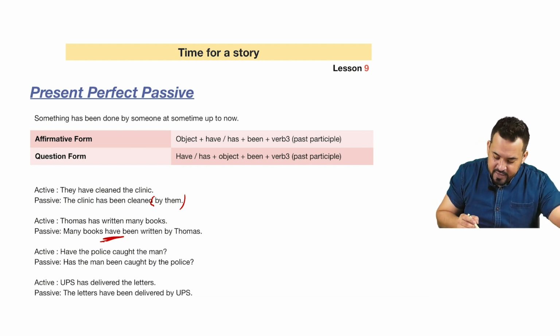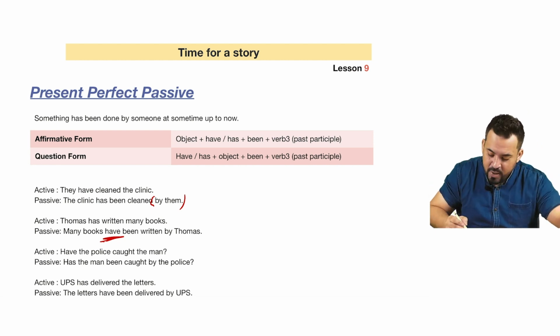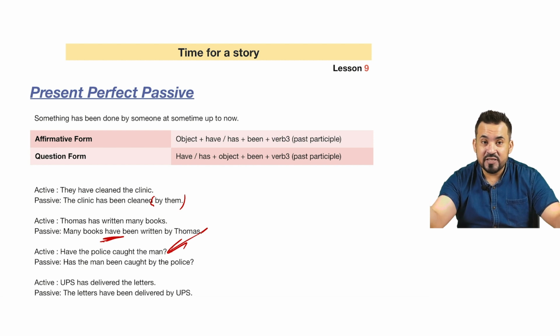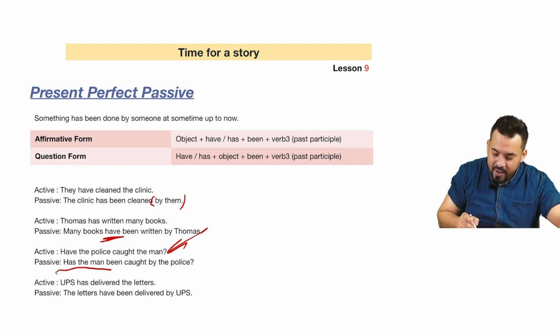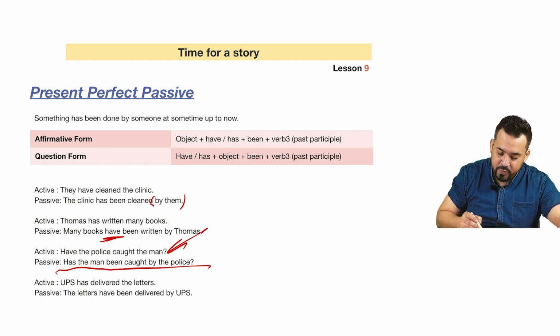Let's take a look at the next one. It's a question form. Have the police caught the man? So man is the object of the active voice and it is singular. So we will use a singular form of the auxiliary and will be, has the man been caught by the police?